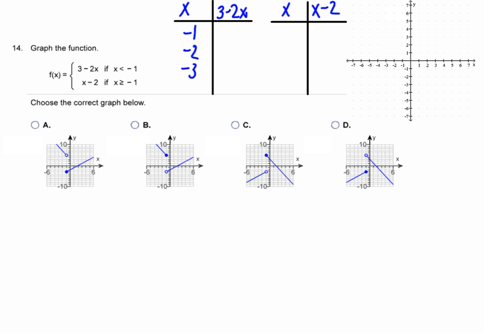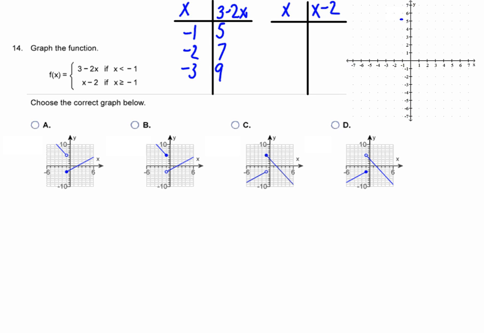3 plus 2 would be 5. A negative 2, 3 minus 2 times a negative 2 changes to positive, so it's 7. And a negative 3 will give us 9. Going over to the graph, let's look at this. A negative 1, and I go up 5.